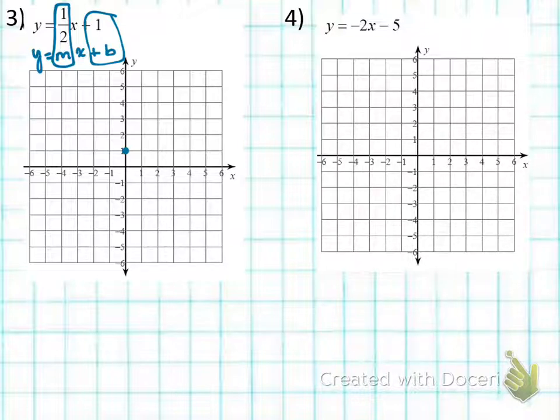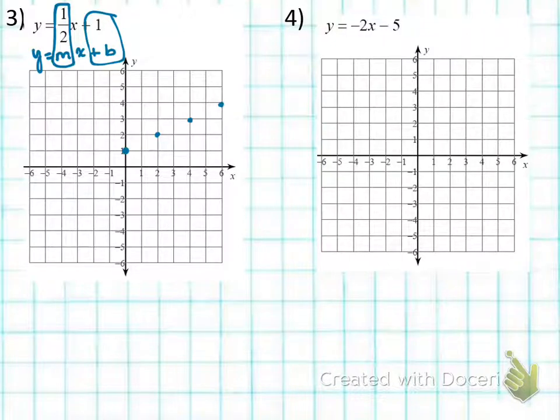Okay, what's our rise over run? Good, so we're rising 1, running 2. Rise 1, run 2. Do it again. Rise 1, run 2. Again, rise 1, run 2. And you're done. Okay? We're out of space.